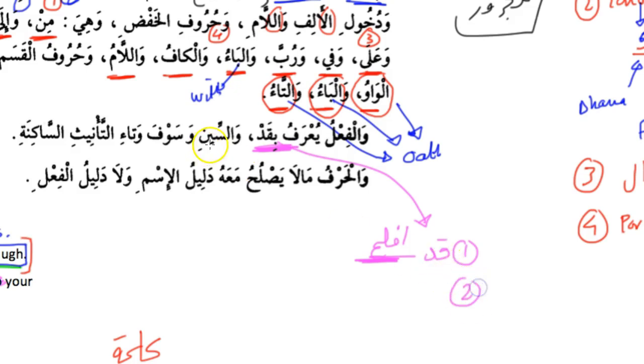Number two, if you get a seen. Now this seen is not an alphabetic letter, it's a particle. So for example, kalla sa-ya'lamun. You probably heard it in the surah: kalla sa-ya'lamun thumma kalla sa-ya'lamun. That sa means soon. So in other words, the word after it is going to be a verb.